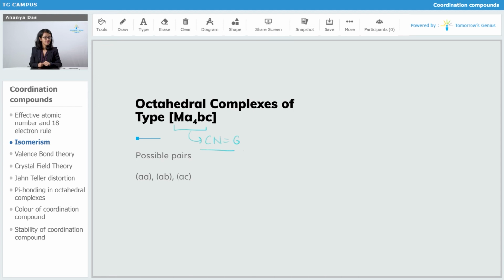Now possible pairs. This is the first possible pair. In this, A is trans to A, B is trans to C, A is trans to A. So in this, it's optically inactive because the same ligand is trans to each other. So this is an optically inactive pair.